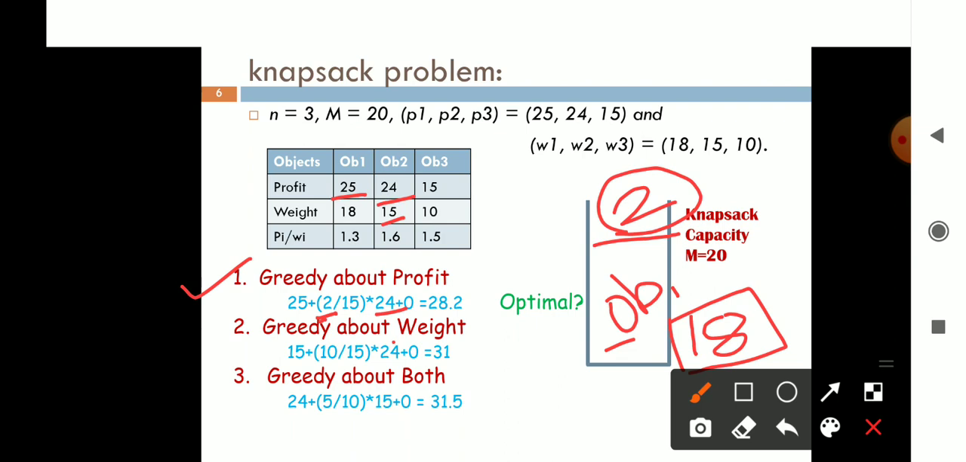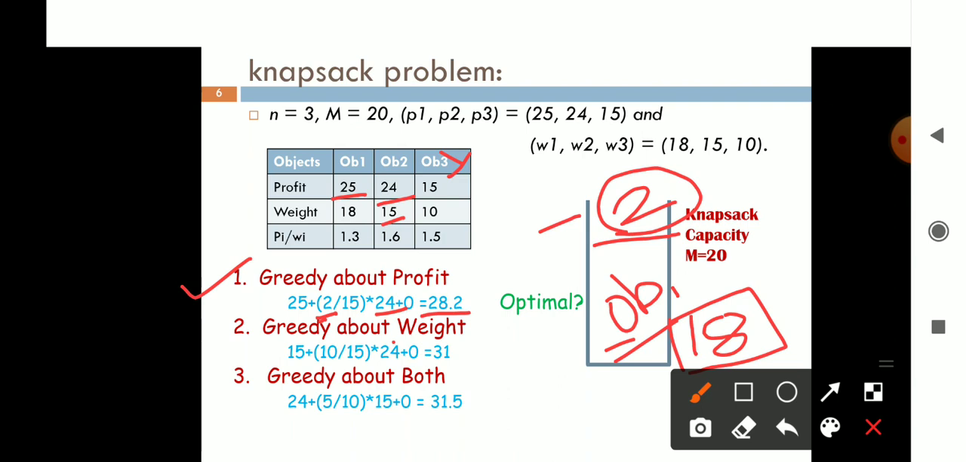The last one is 0, because object 3 we are not using in the profit. So here it is plus 0. The profit we are getting is 28.2 when I am putting object 1 and object 2 here. The object 2 is in fraction; we are choosing only 2 from 15 here. So here we have the profit, which is equal to 28.2.